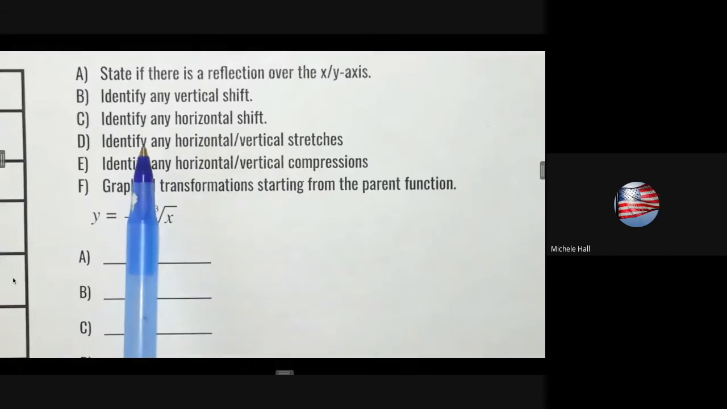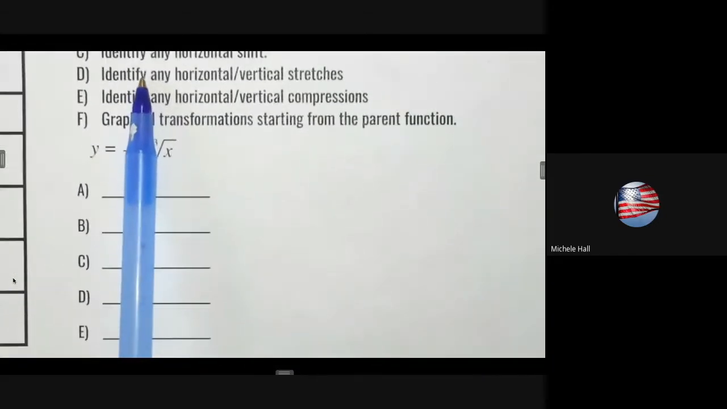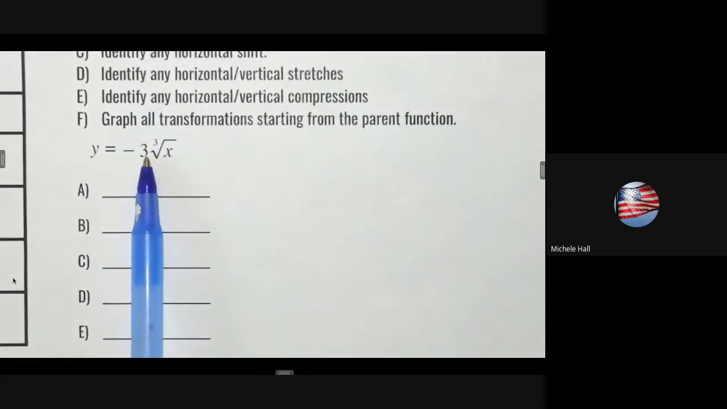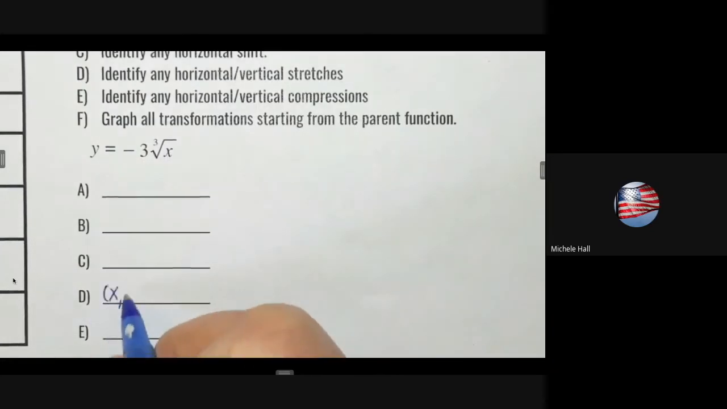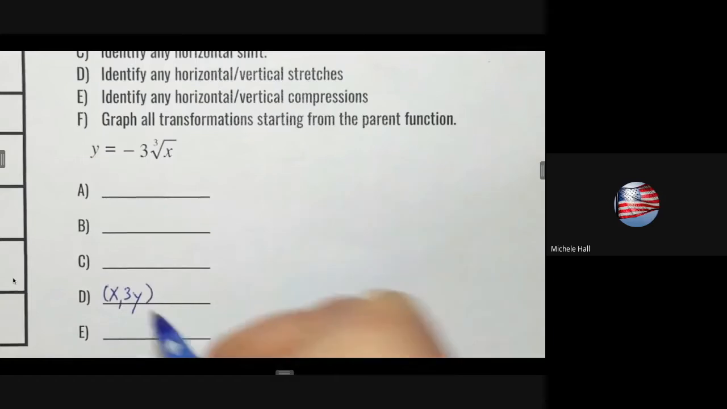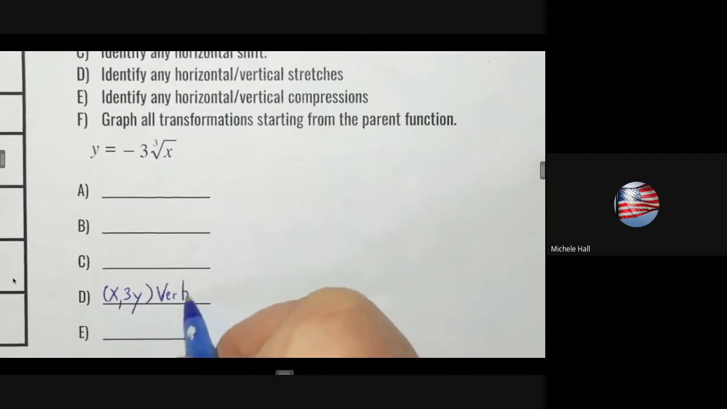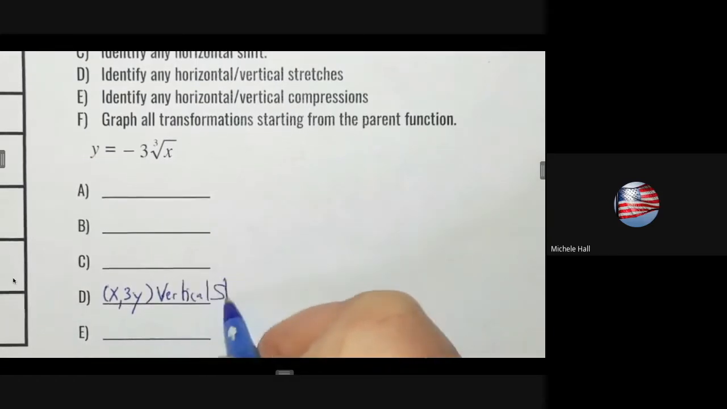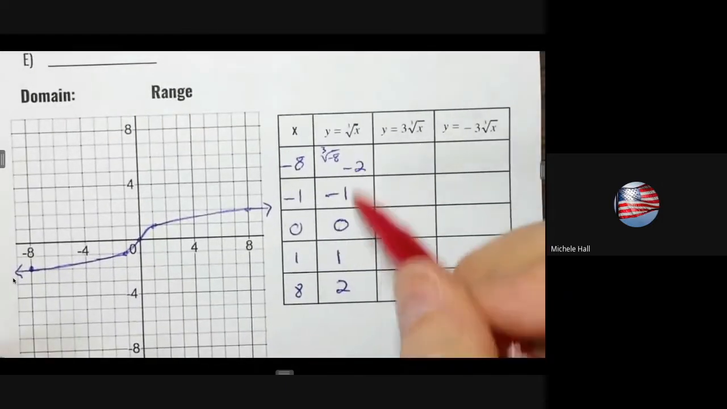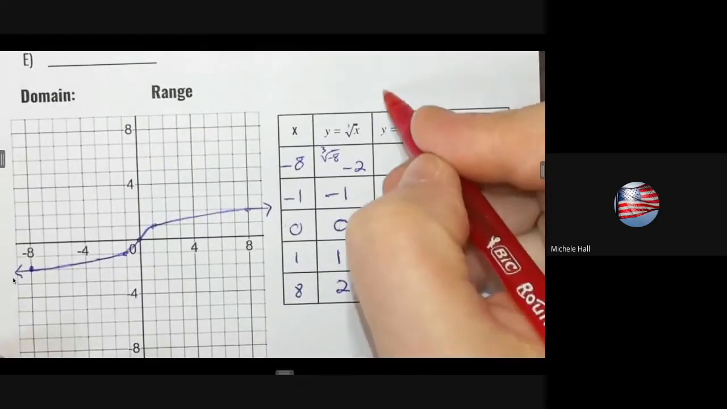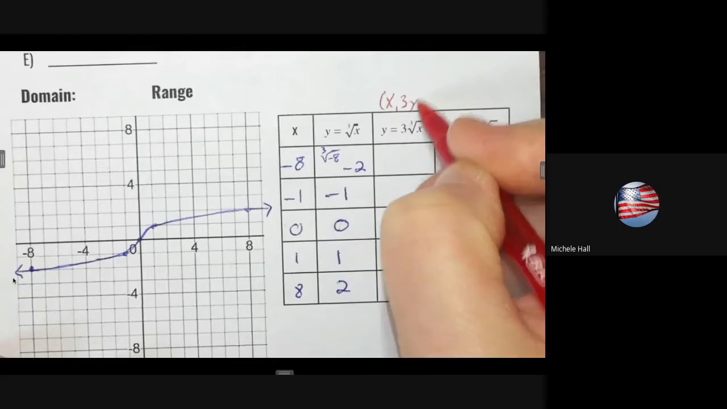And so we are looking at D. It's being stretched by a factor of 3. Y is being stretched by a factor of 3. So that means we would have x, and we're going to multiply our y values by 3. That is a vertical stretch. And I'm looking at my y values, and I'm going to multiply them by 3.